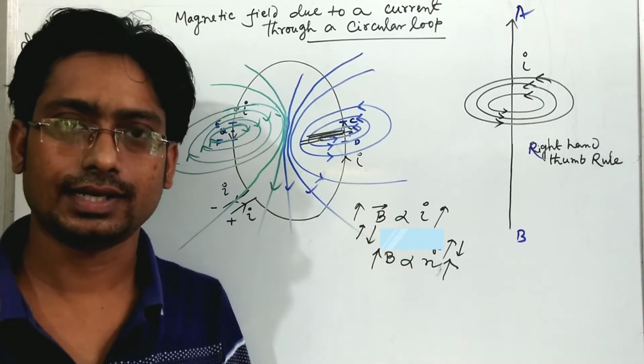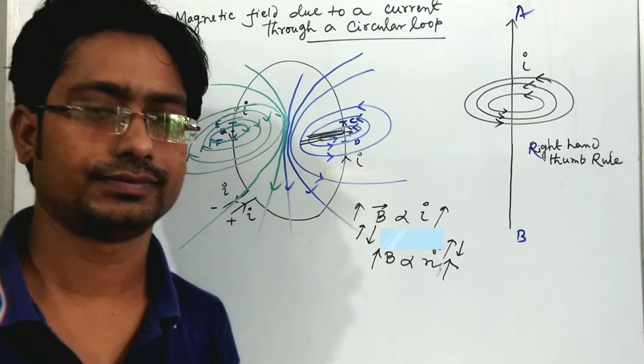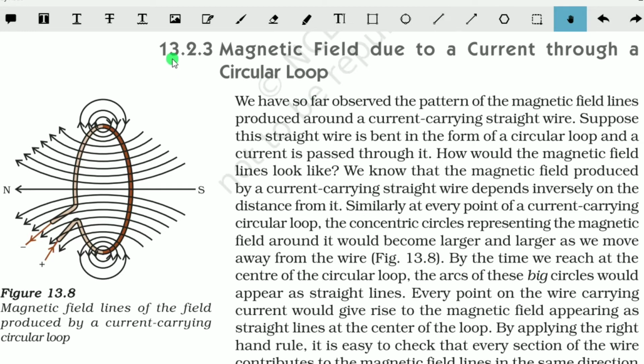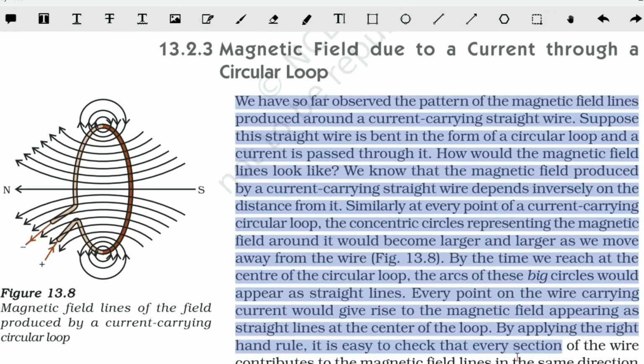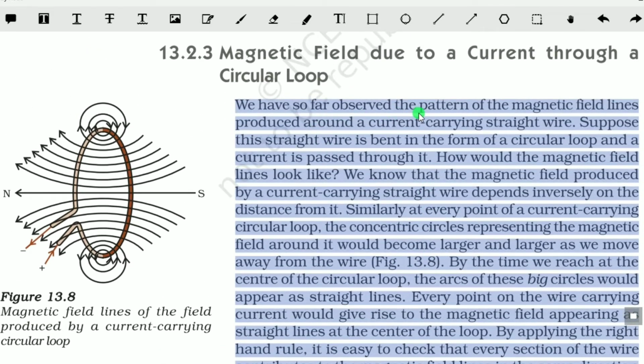So now we'll understand this topic in the NCERT book. So let's have a glance at the NCERT book. Now this is the NCERT book, 13.2.3, the article number: magnetic field due to a current through a circular loop. So we'll read this. We have so far observed the pattern of the magnetic field lines produced around a current-carrying straight wire. Suppose this straight wire is bent in the form of a circular loop and a current is passed through it. How would the magnetic field lines look?